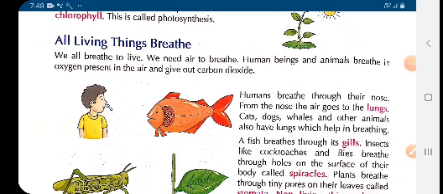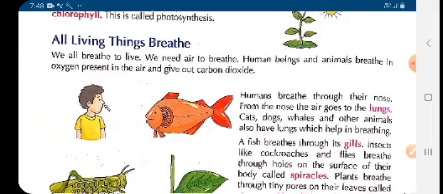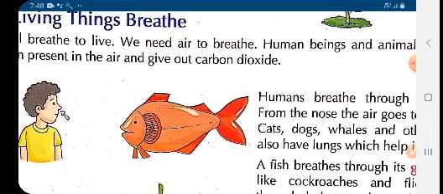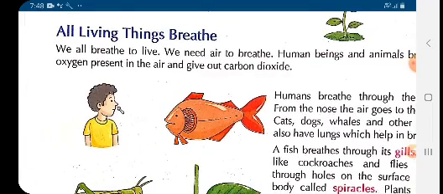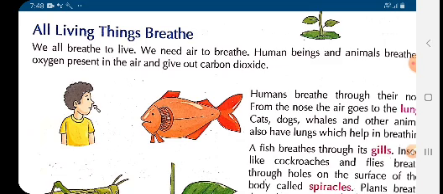Now children, our next characteristic is all living things breathe. As we know children, we all breathe to live. As we are alive, we need to breathe. Human beings and animals breathe oxygen present in the air and give out carbon dioxide. As we saw just now, in the process of photosynthesis, plants release oxygen and take carbon dioxide. They take the carbon dioxide to prepare their food, and as a result they produce oxygen which is used by us in breathing.